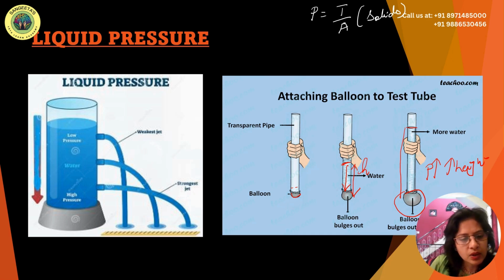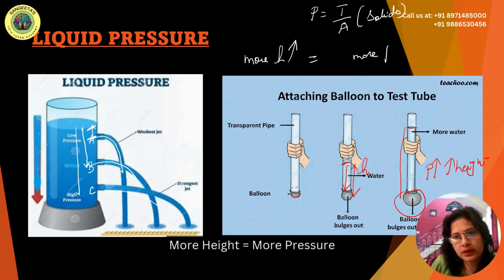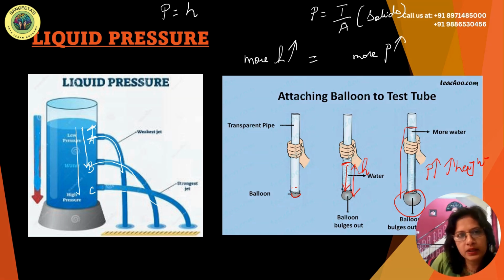Another example is a jar where there is a hole called A, called B, and called C. This is the height of the liquid column only for A, so the pressure is less. This is for B, so the pressure is a little more. This is for C, pressure is high. So we can say that more height means more pressure. So pressure depends upon the height of the liquid column.